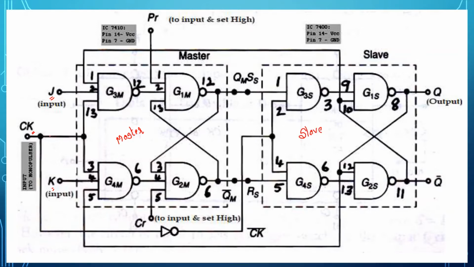Pretty much clear here. Clock is directly given to the master block and it is given to the inverter, and the inverted clock is given to your slave block, which means that this is working during the positive edge and this will be working during the negative edge of the clock. In addition to this, you can see there are two more inputs, which is preset and which is clear.